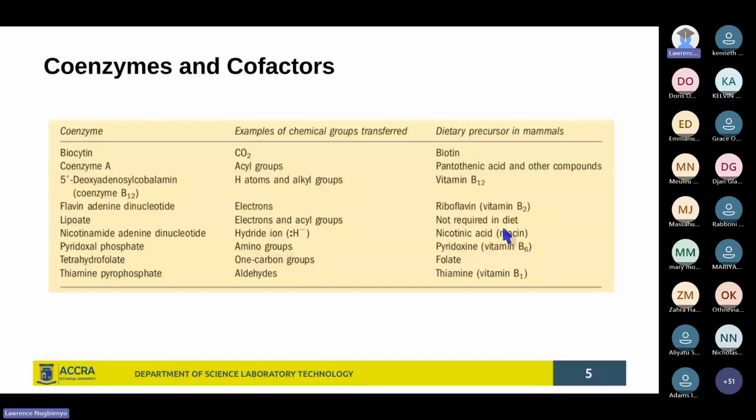We see a coenzyme lipoid, that's to say it doesn't require any dietary. There's no dietary requirement there. So the lipoid is some lipid on its own. We have nicotinic acid. I think that is vitamin B7. You see pyridoxine, vitamin B6, folate. I think that is vitamin B9. And you see thymine, vitamin B1. So all of them, you realize that they are all some form of vitamin B.